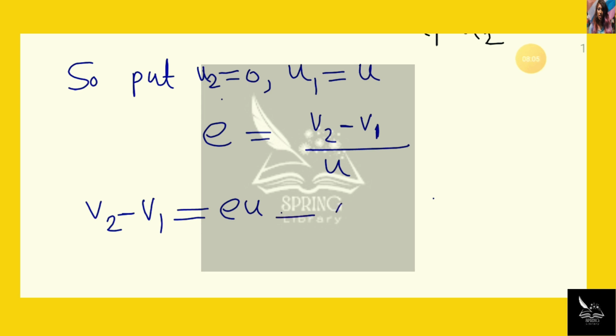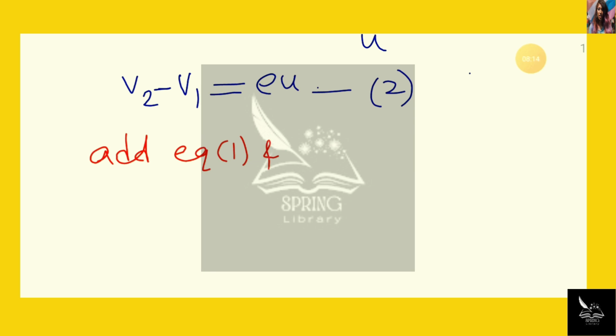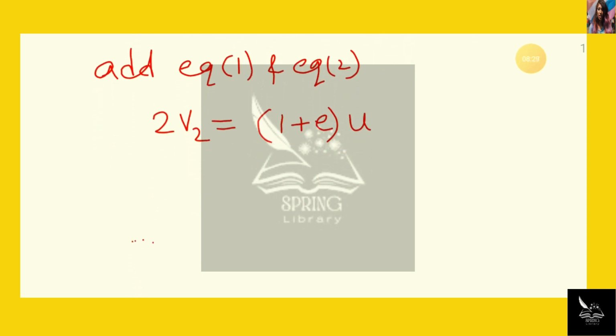So my next step is, here I am adding equation number 1 and equation number 2. After adding I will get 2v2 is equal to parenthesis of 1 plus e times u. Now simplify it. Dividing by 2 on both sides, I will get the equation for v2, that is v2 equal to u over 2 multiplied by parenthesis of 1 plus e.